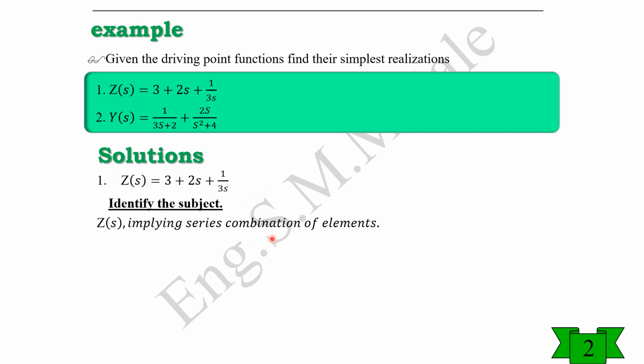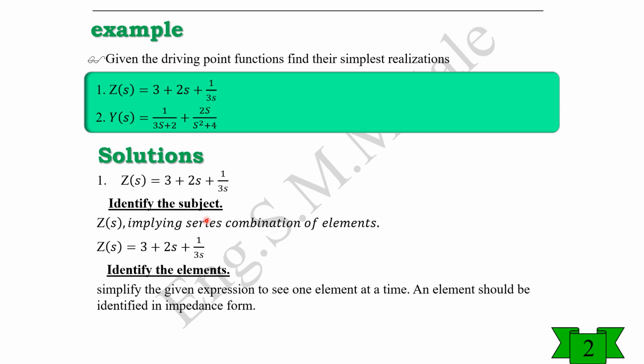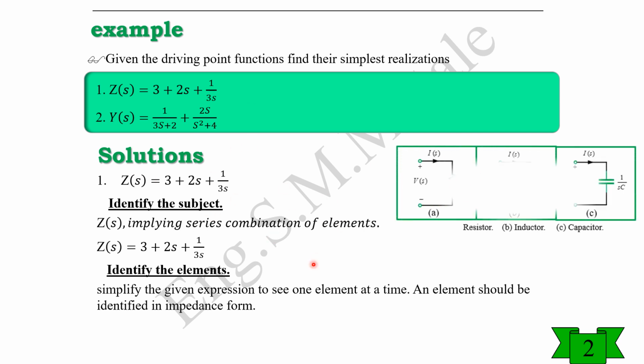The second step is you now need to identify what you have in that. What are the elements which are connected in series? If you look at this one here, you need to note from these. You'll be able to tell that the first element here is just a 3. And for these three terms, the one which doesn't have an S is a resistor. So you're able to tell that you've got a resistor of 3 ohms.